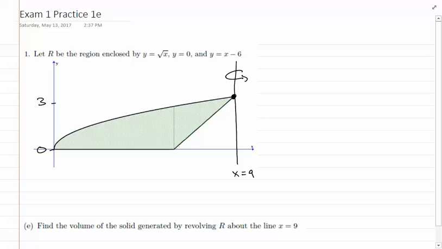Okay, it's still a dy region. We still have x equals y plus 6 on the right side. We still have x equals y squared on the left side. So here's an arbitrary strip at an arbitrary y between 0 and 3. But this time we're taking the strip and revolving it around this line here. So the washer is going to look like this.